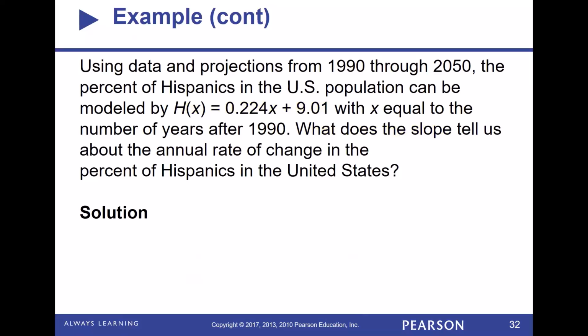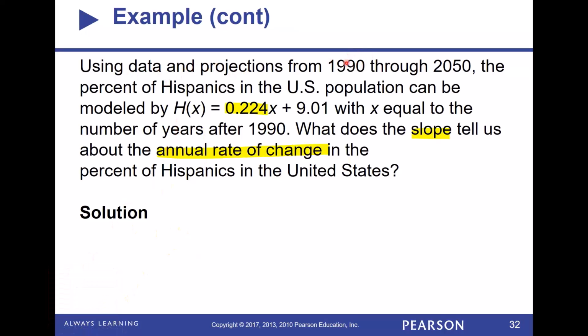So let's take that slope, which we just established. This was our slope, okay? And what does that slope tell us about the annual rate of change in the percent of Hispanics in the US? Okay, so this is going to involve a little bit more reading on our part. So let's take a look at what we have in the problem here.